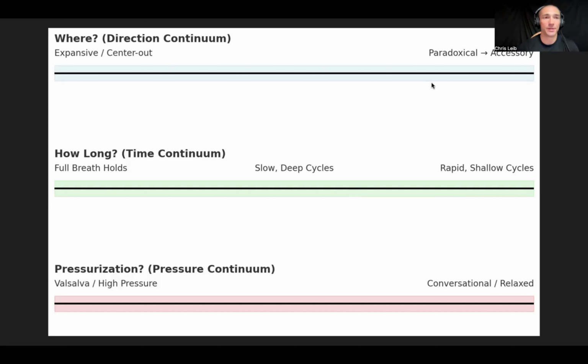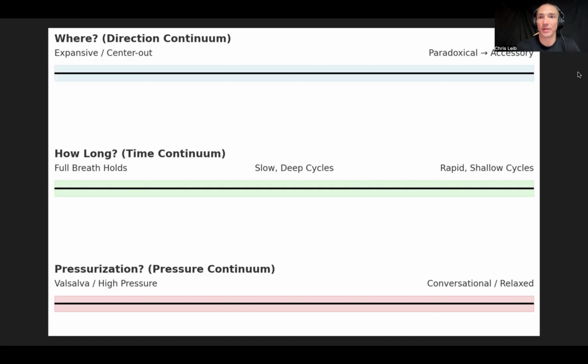And then here's just the depiction of that in a chart here. So the where from expansive on one side to more paradoxical on the other side. Then there's the how long, full breath holds, slow deep cycles, and then rapid shallow cycles. So we can see we're somewhere on that spectrum. And anytime we are on a continuum, again, we appreciate that things aren't good or bad. Everything has its own purpose, but it's more what is the intent that we're going for.